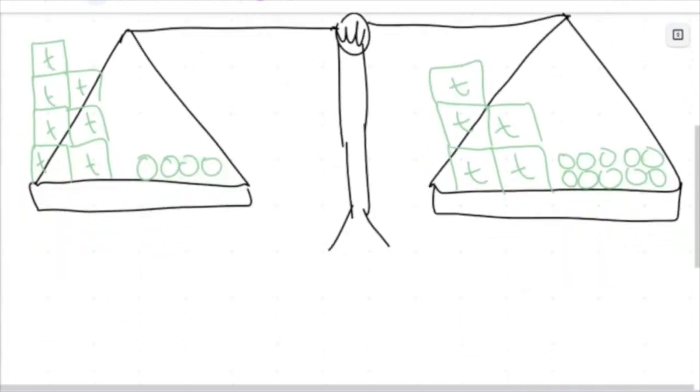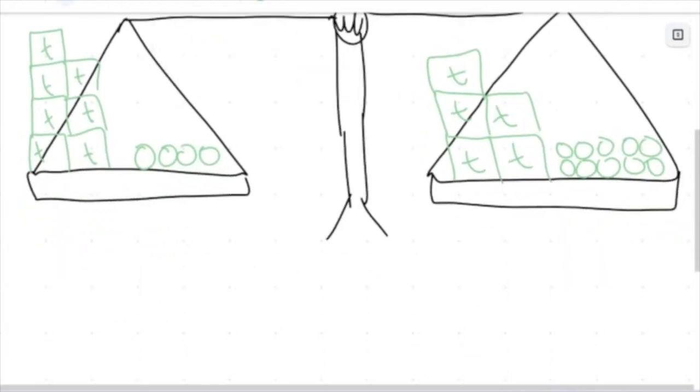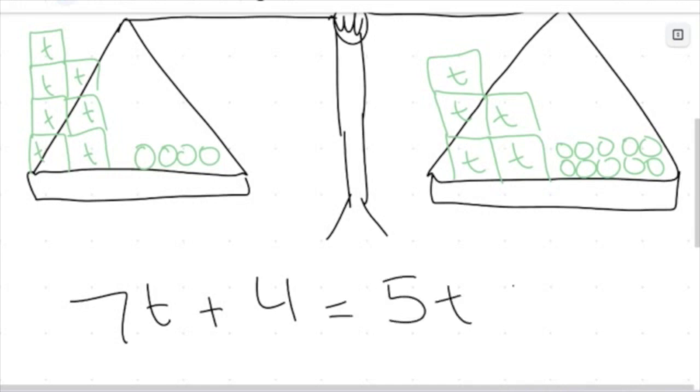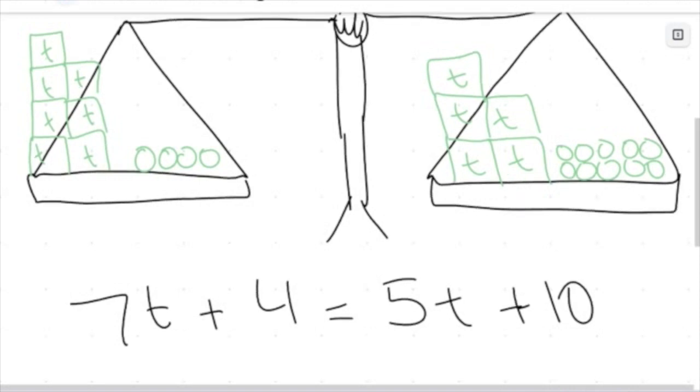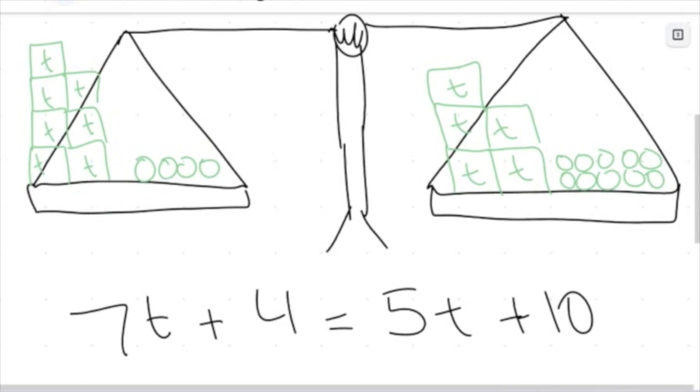Now, let me rewrite my equation down the bottom. So I have 7t plus 4 equals 5t plus 10. Now, what do I want to do? Well, I want to systematically, little by little, get rid of things from either side of the scale, but I want to make sure it's balanced, right? That's this whole idea that I kept banging on about in the previous series about what we do to one side, we do to the other.